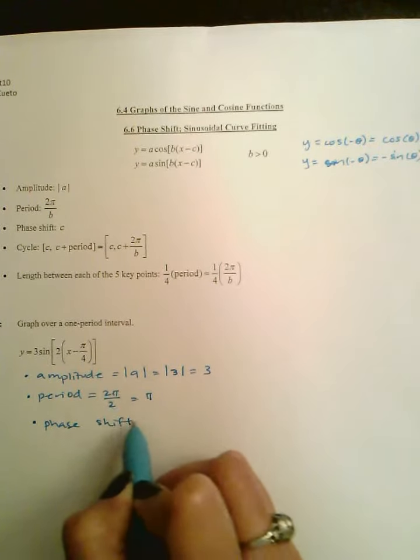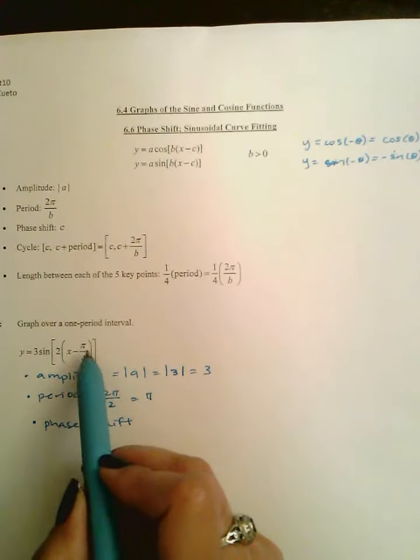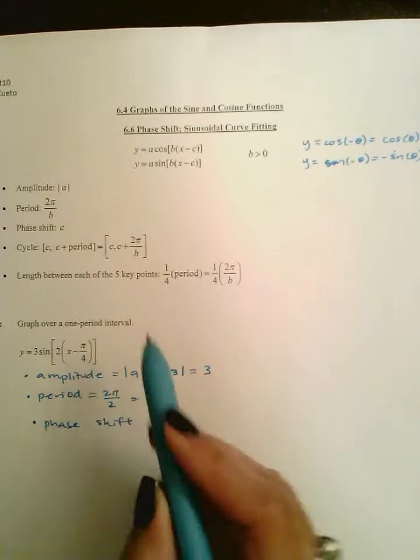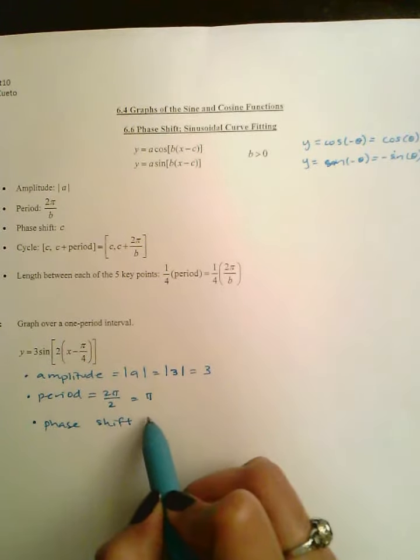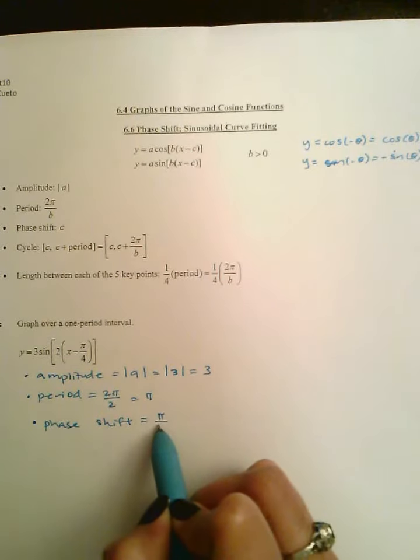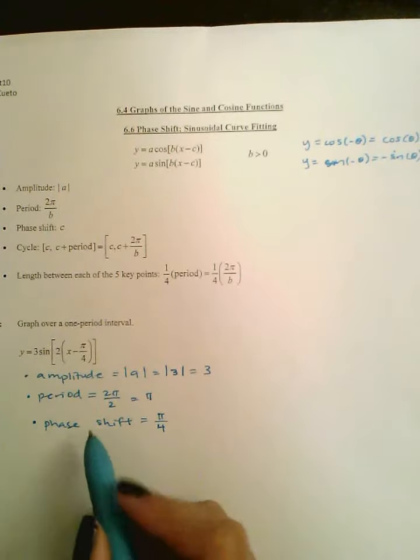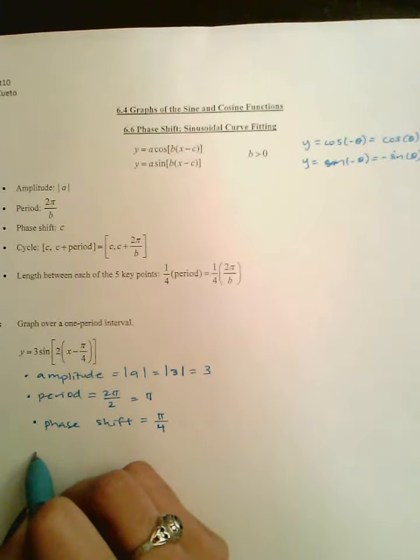The phase shift is whatever is next to the x on the right side, and you find the opposite of this. This says minus pi over 4, so it's going to be positive pi over 4. So the phase shift is equal to positive pi over 4. Again, it's the opposite of what you see in this portion. And the next part is going to be to find the cycle.